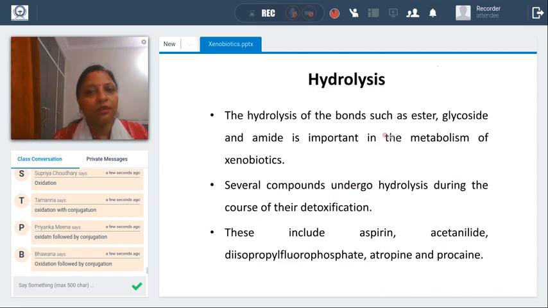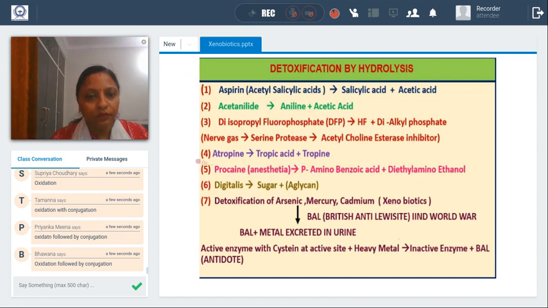Hydrolysis. The hydrolysis of bonds such as ester, glycosides, and amide is important in metabolism of xenobiotics. These include aspirin, acetanilide, diisopropyl fluorophosphate, atropine, and procaine. This is important. BAL, British anti-lewisite, was used in World War II, and this BAL plus metal is excreted in urine. So the antidote for heavy metals arsenic, mercury, and cadmium is BAL, British anti-lewisite. This diisopropyl fluorophosphate, DFP, is a nerve gas.